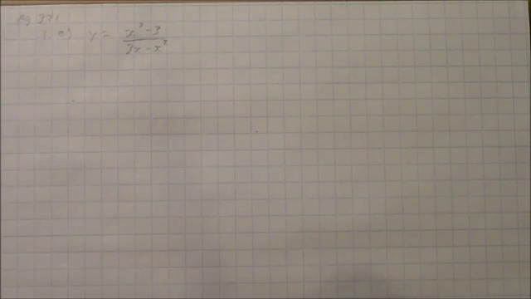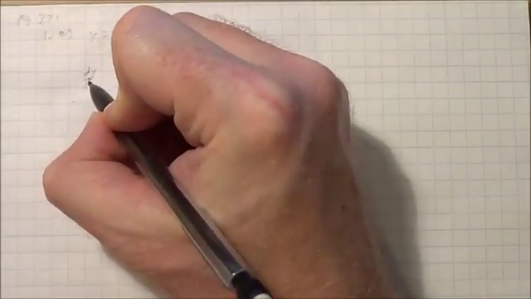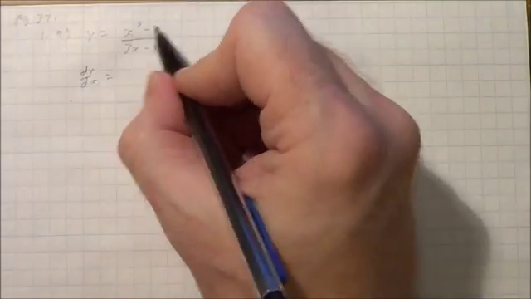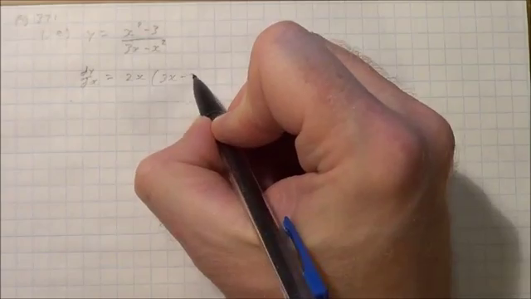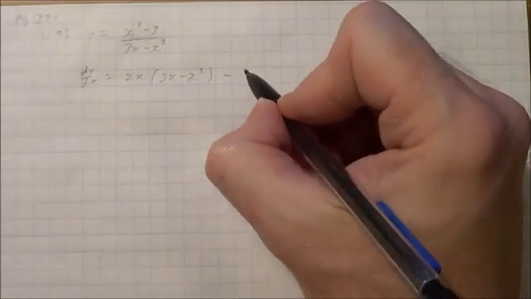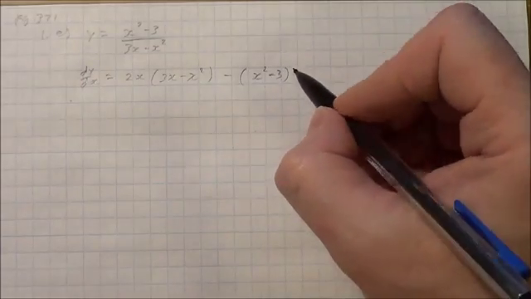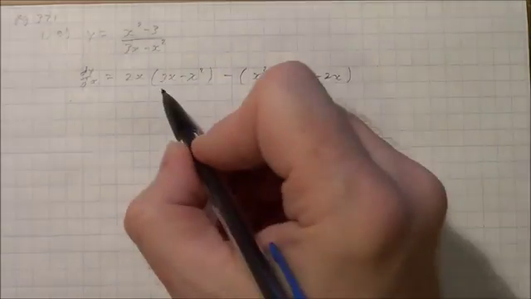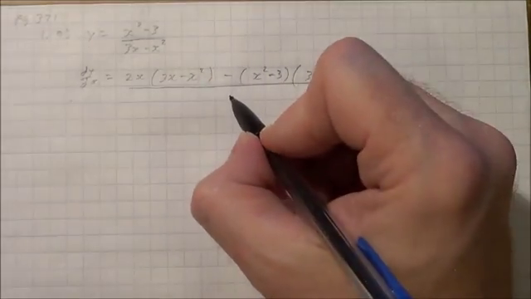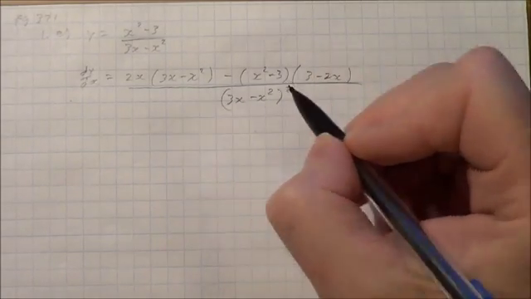Now in part E, y equals x squared minus 3 all over 3x minus x squared. And I can just go ahead and apply the quotient rule here. So the derivative of the top is 2x multiplied by the bottom, subtract x squared minus 3, which is the top again, now multiplied by the derivative of the bottom, which is 3 minus 2x, all over 3x minus x squared, all squared.